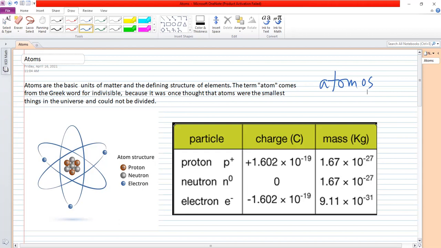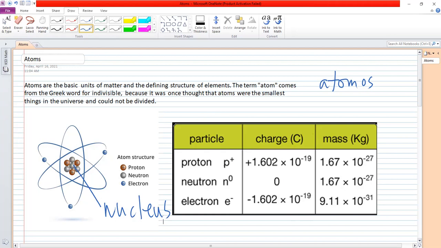So we have here at the center the nucleus. Okay. Now the nucleus is composed of protons and neutrons, and surrounding the nucleus are the electrons. Okay. Now this table will show some of the information regarding the subatomic particles of the atom.